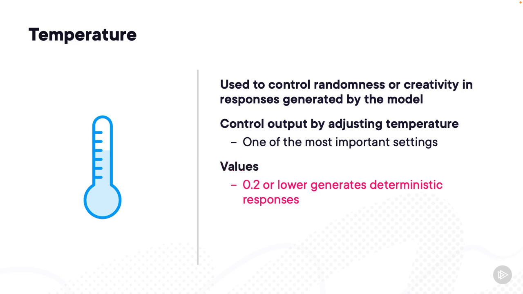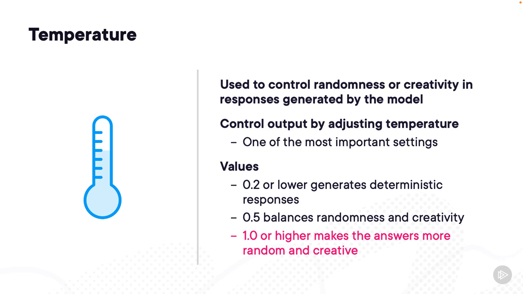So 0.2 or lower generates deterministic responses. It's not guaranteed they will be exactly the same, but almost. 0.5 balances randomness and creativity. I actually use 0.6 and maybe 0.7 in several cases. And 1.0 or higher makes the answers more random and creative. In some cases, a little bit too random, but I'll let you be the judge.